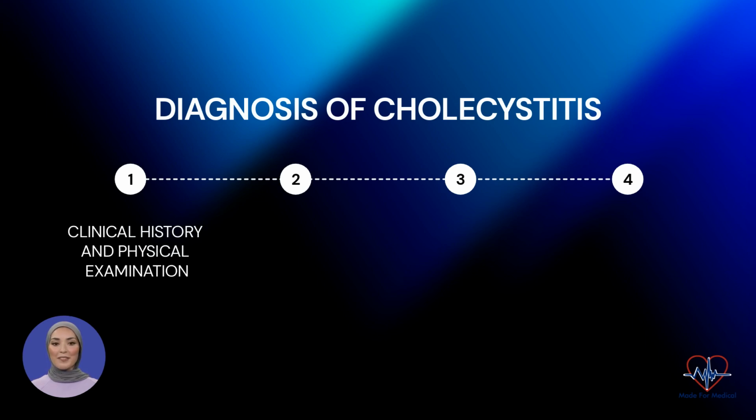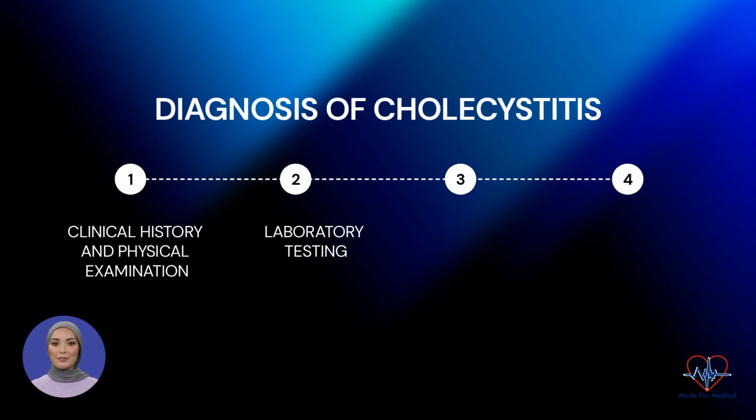Palpate the abdomen for tenderness and assess for any signs of abdominal distension, guarding, or Murphy's sign, which is tenderness over the gallbladder upon deep inspiration. Laboratory testing: order specific laboratory tests to aid in the diagnosis of cholecystitis.